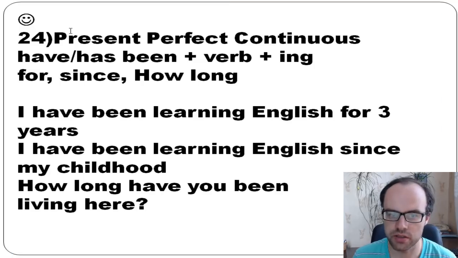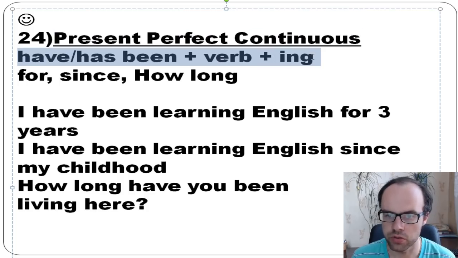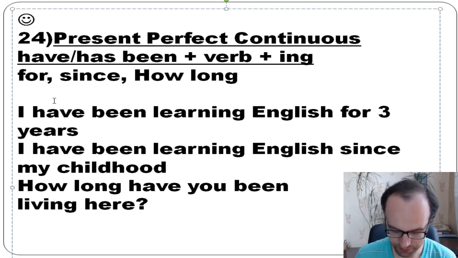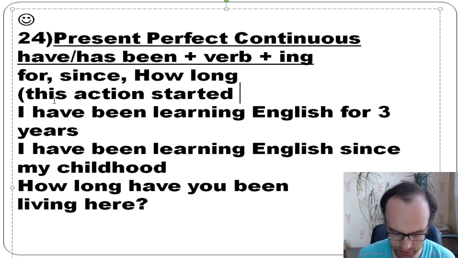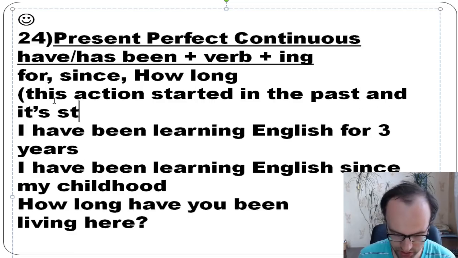What about present perfect continuous? So how do we form it? Have or has been plus verb plus ing. And when do we use it? With for, since, and how long, yeah? So for tells us, and actually, we are talking about present perfect continuous, so this action started in the past, and it's still happening now.